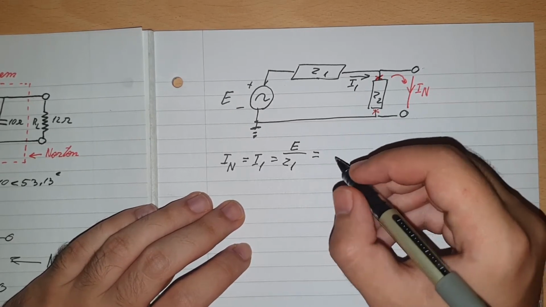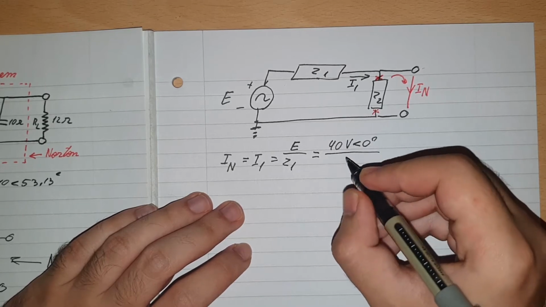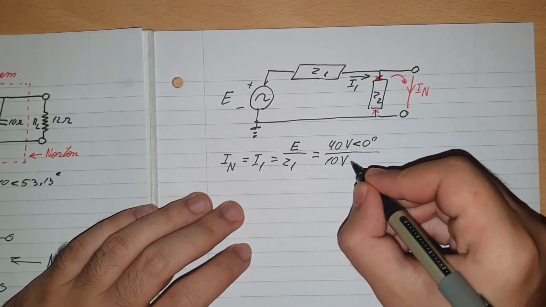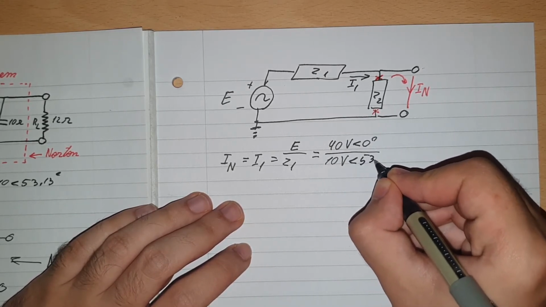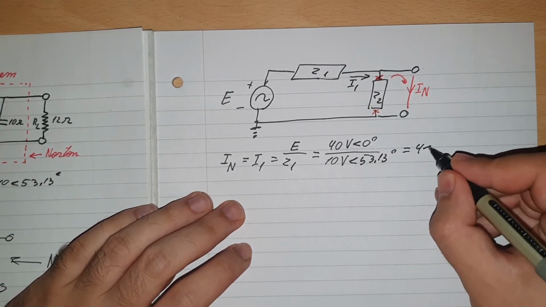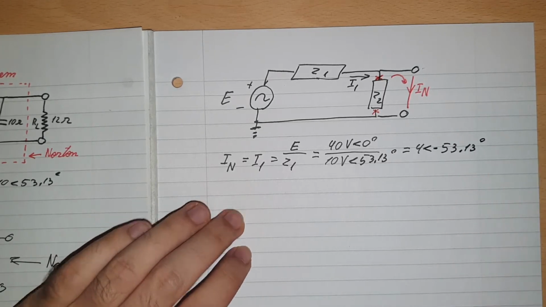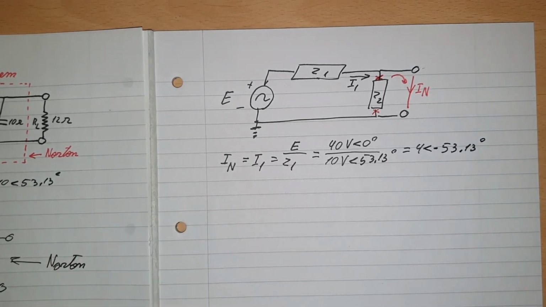So then that will be equal with 40 volts at an angle of 0 degrees divided by 10 volts at an angle of 53.13 degrees, and that will be equal with 4 at an angle of minus 53.13 degrees. And there we have it. We have now the IN value.